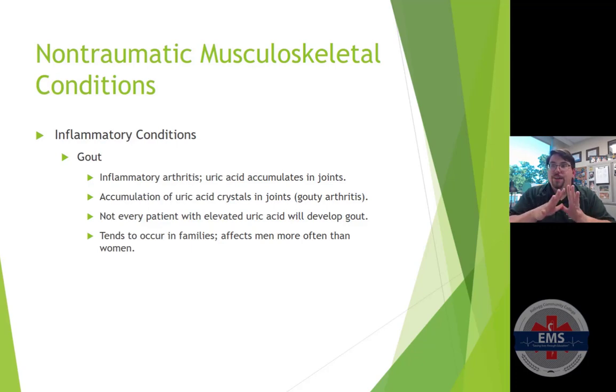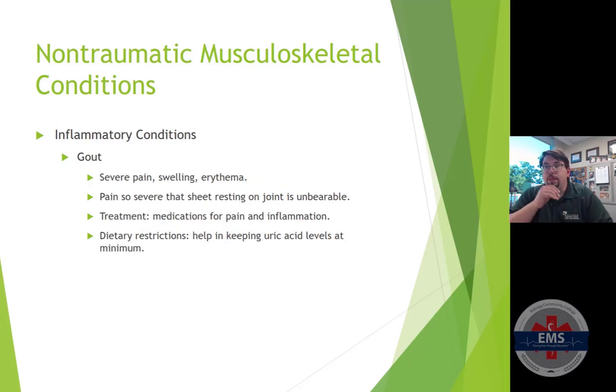Not every patient with elevated uric acid levels will actually develop gout. This is typically once crystals begin to form in the joint capsules, we then start to say, okay, now this is gout. And it tends to occur in families, right? Again, it affects men more often than women. Now with gout, we're dealing with a lot of severe pain, swelling, and redness. I got a picture for this one as well.